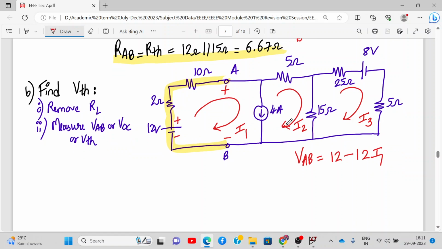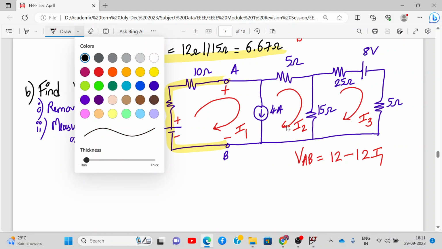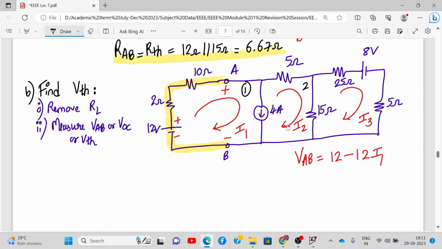Now, if you see carefully, this is an example of a super mesh. Why? Because your 4 ampere current source is forming a super mesh. The 4 ampere current source is shared between mesh number 1 and mesh number 2. This is mesh 1, mesh 2, and this is mesh 3 or loop 1. So mesh 1 and 2 are shared by a common current source, hence it will be a super mesh example. So let's do that. We can write over here, mesh 1 and 2 form a super mesh. We have discussed super mesh before.